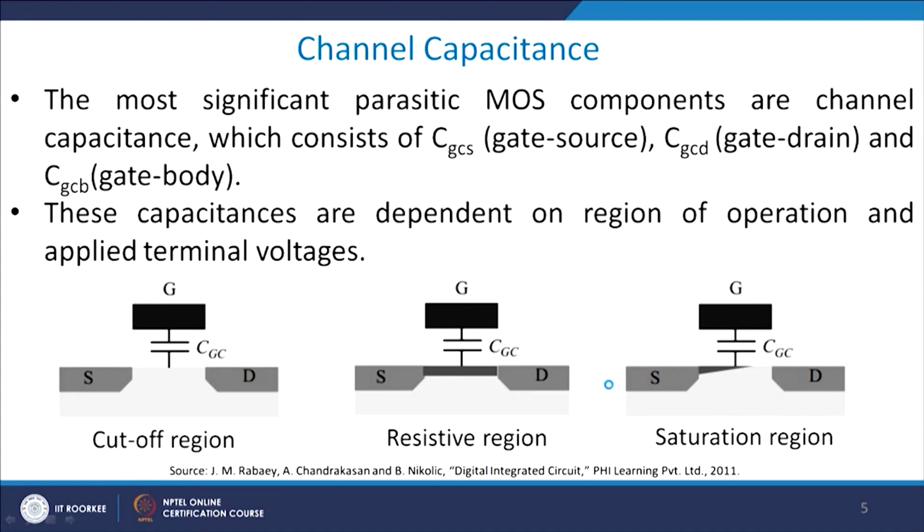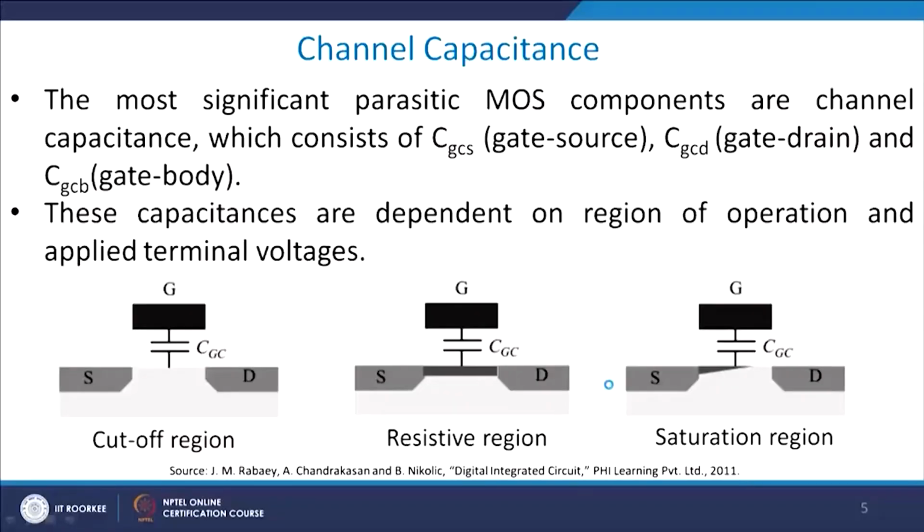Now, let us come to the channel capacitances. Channel capacitance, as I told you, will again have two components primarily. We have understood CGS, so it is basically gate to source. You have a gate drain, and this is gate body. So, this is gate to channel, this is gate to channel, and this is also gate to channel for 3 regions of operation: for cutoff, for resistive region, and for saturation region, right.